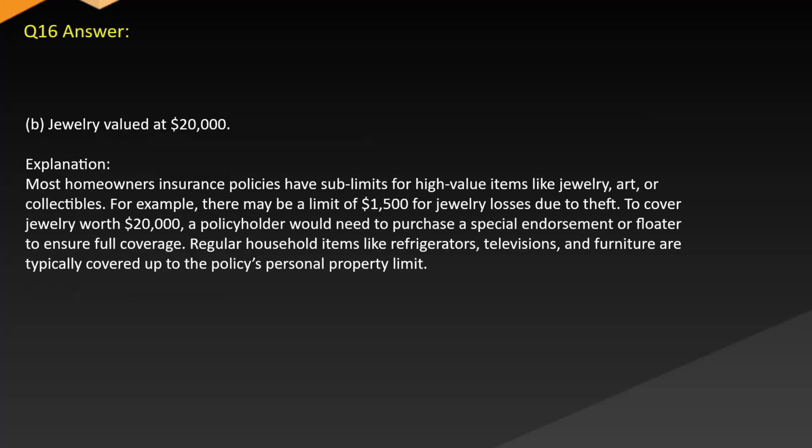Answer: B. Jewelry valued at $20,000. Explanation: most homeowners' insurance policies have sublimits for high-value items like jewelry, art, or collectibles. For example, there may be a limit of $1,500 for jewelry losses due to theft. To cover jewelry worth $20,000, a policyholder would need to purchase a special endorsement or floater to ensure full coverage. Regular household items like refrigerators, televisions, and furniture are typically covered up to the policy's personal property limit.